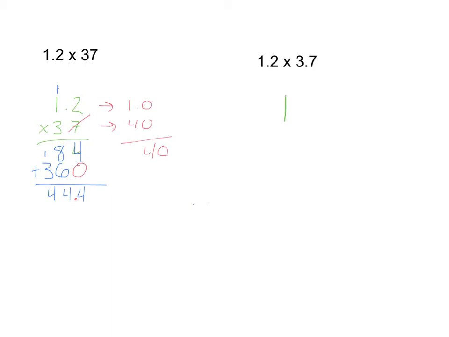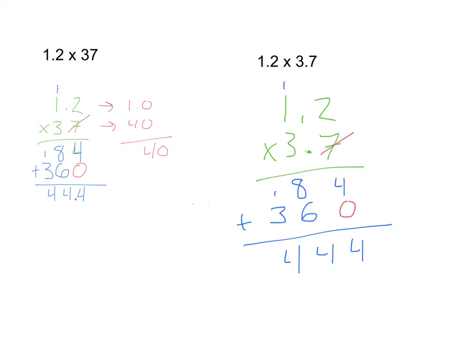We have 1 and 2/10 times 3 and 7/10. I'm going to write it the same way, but don't forget I have a decimal in each of those. Okay? When I solve it, the numbers are going to look the same. Okay? Before I put in the decimal, I get that 444 again. Okay? Remember how we had that over here before we did our decimal.